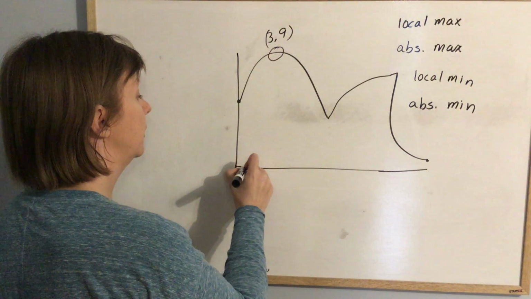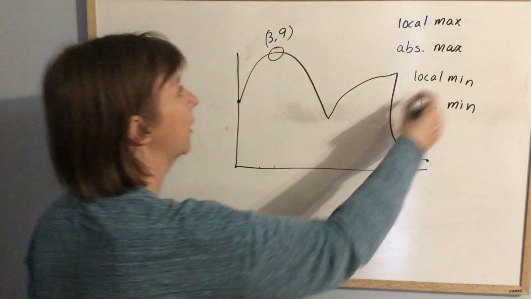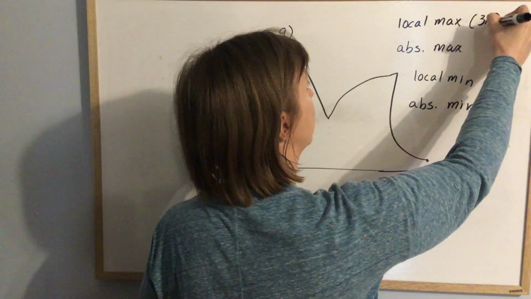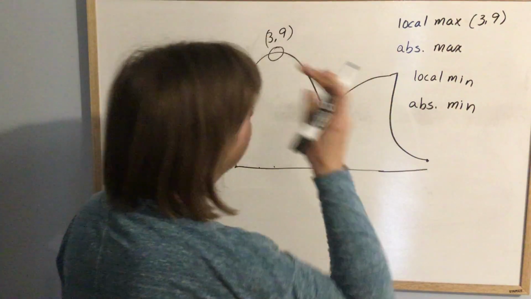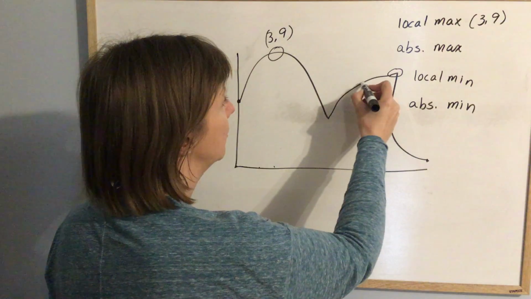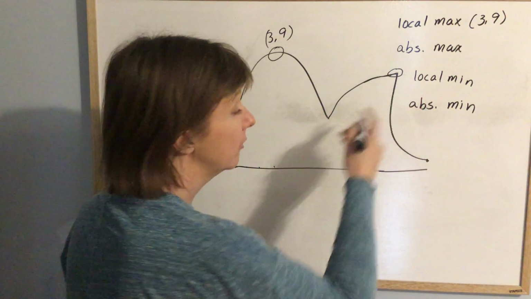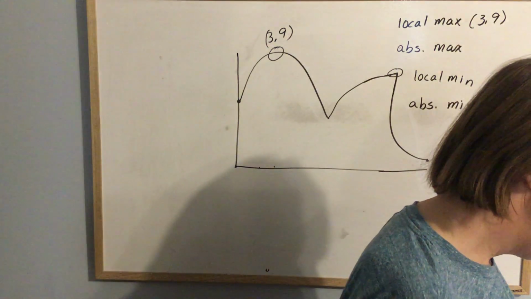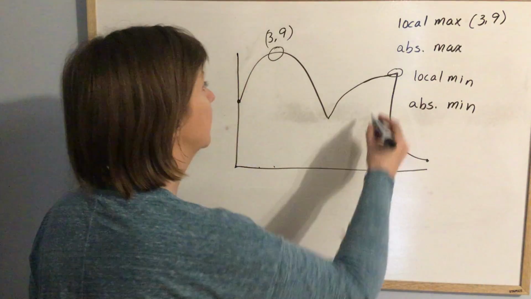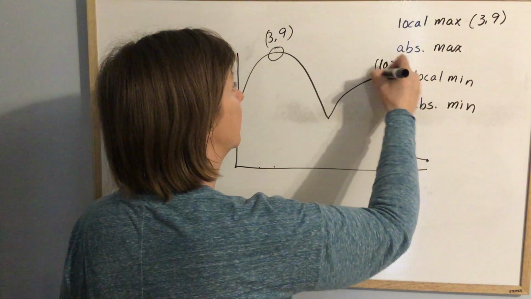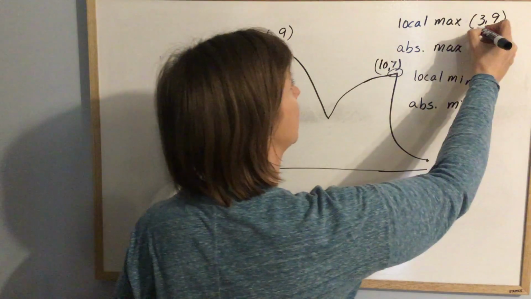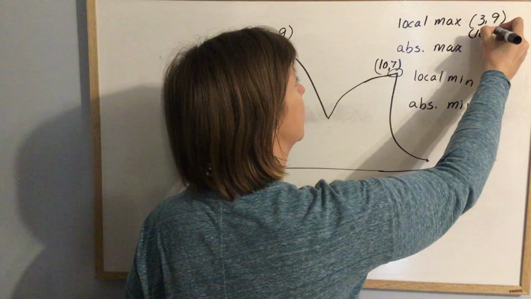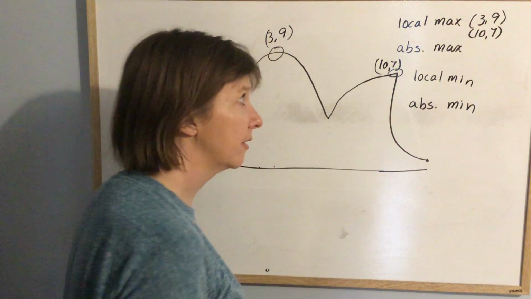So this is over 3 and up 9, okay? So I have a local maximum at 3 and 9, and it looks to me like I have another maximum here because it's going up and then it's going down. It doesn't matter that it's in a point, it's still doing that. And they say that is at 10 and 7, across 10 and up 7. So I have another local max at 10 and 7.